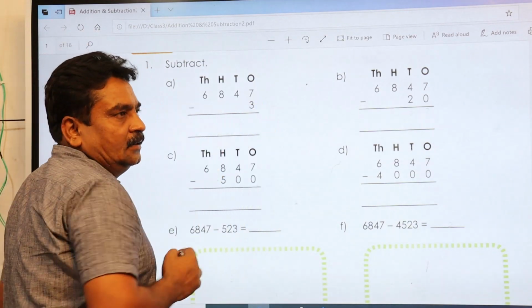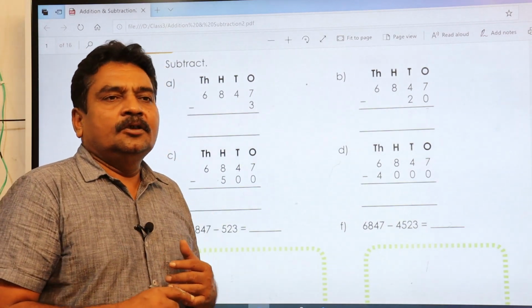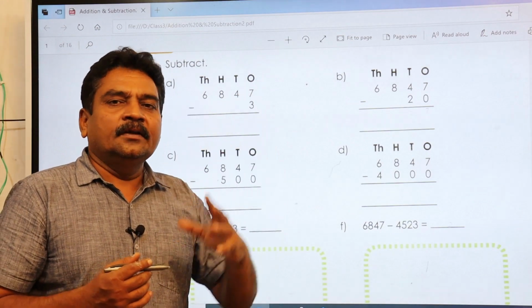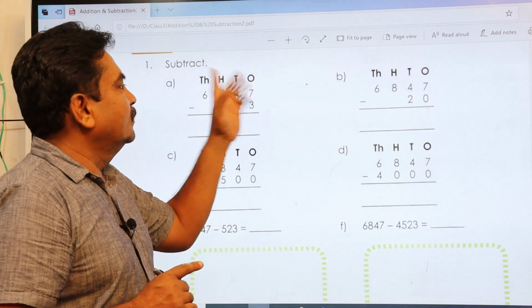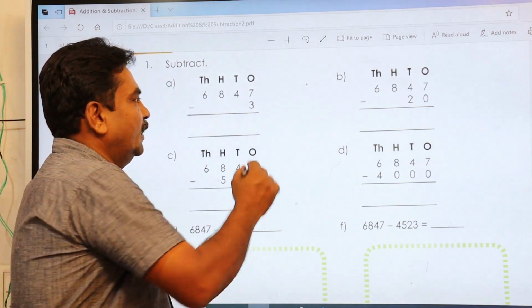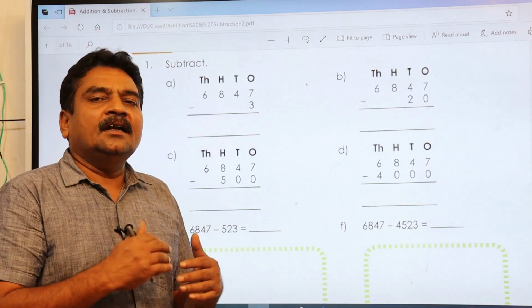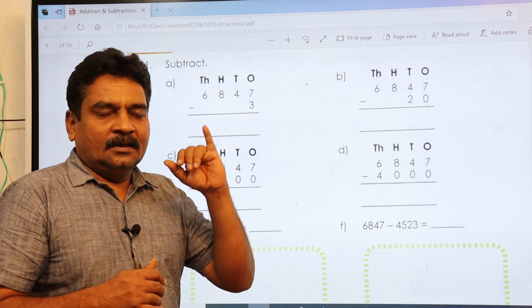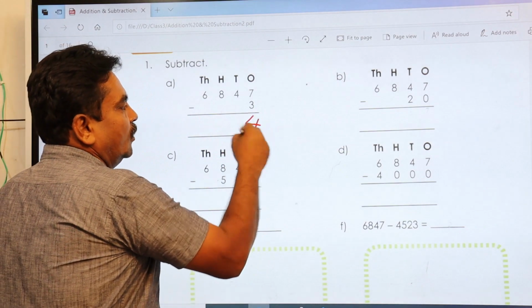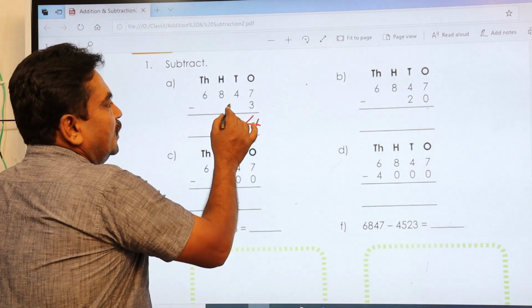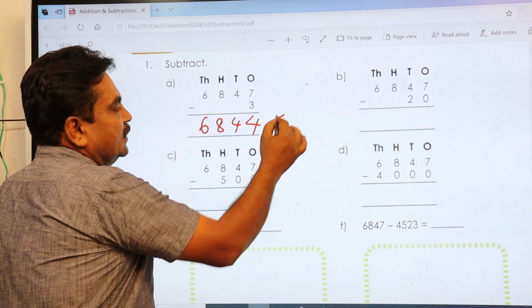7 minus 3. I told you, remember always, for subtraction, you consider the small value in your thought, then count the remaining numbers till you get the bigger value. So the smaller value is 3. Keep that 3 in your mind, and then start counting till you get 7. That is 3, after that 4, 5, 6, 7. That is 4. The answer is 4, so write down 4 here. And here you don't have any number, so write down as it is 4, here 8, and this is 6. So this is your answer.